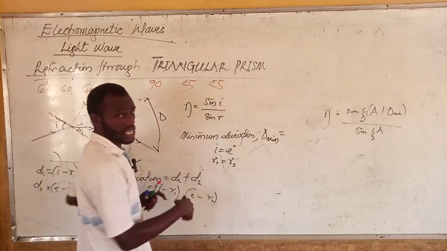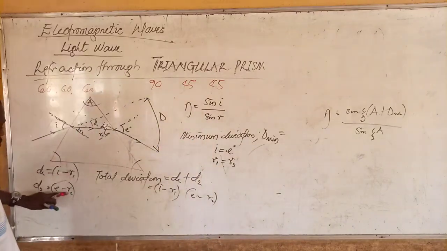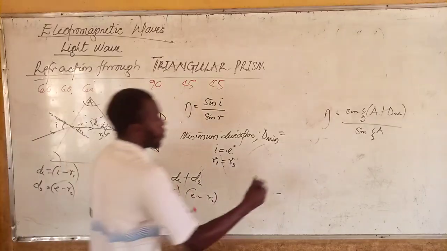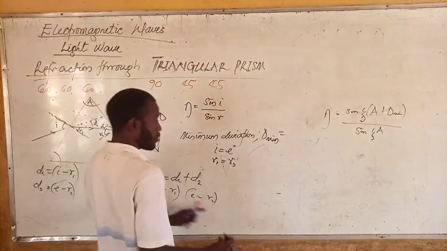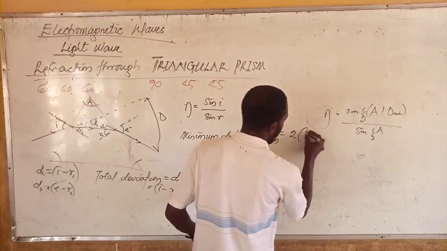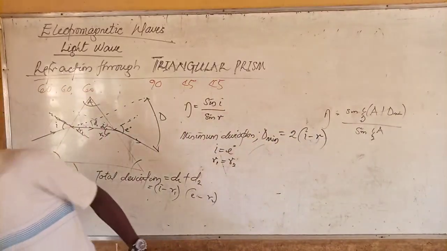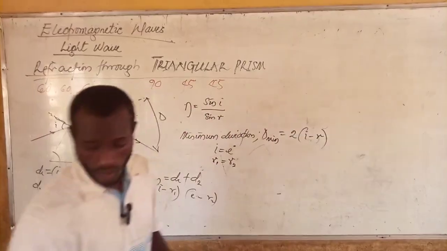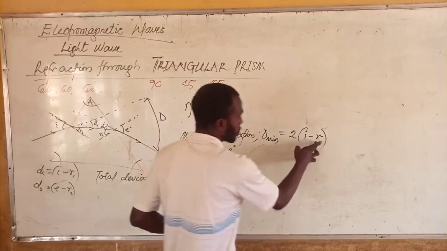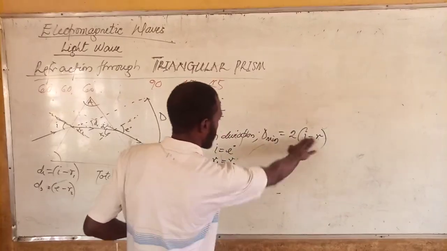So if this is the case, what you will notice is that since R1 is equal to R2, and I is equal to E, what we basically have in this equation is I minus R in both cases. So we have 2 into I minus R. Do we understand that? I mean R because both angles of refraction are now equal. All right, so that is why we have this.